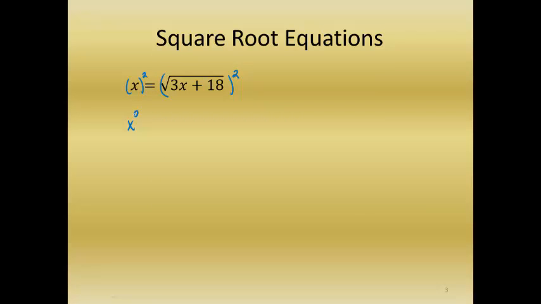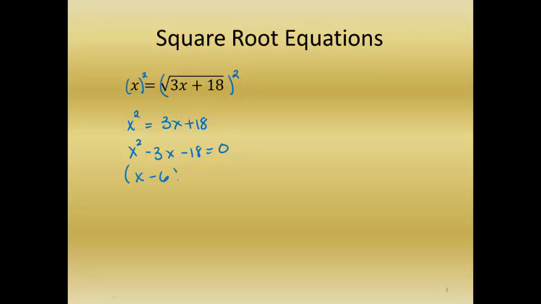So that does leave me with x squared equals 3x plus 18. And I recognize now that I have a quadratic, so I'd want to move all of the x's to one side, including the 18, set it equal to 0, and I can use one of the methods that I know to solve a quadratic equation. I can use inverse operations, I can use factoring with the zero product property, or I could use the quadratic formula.